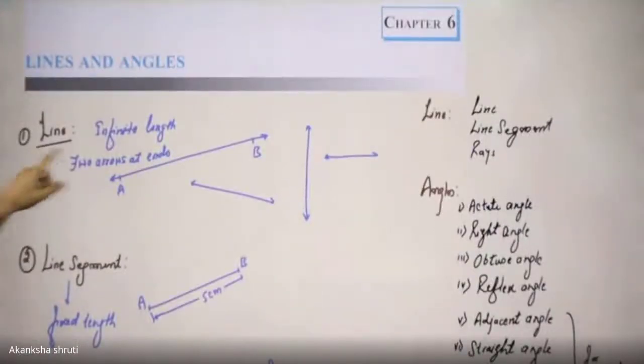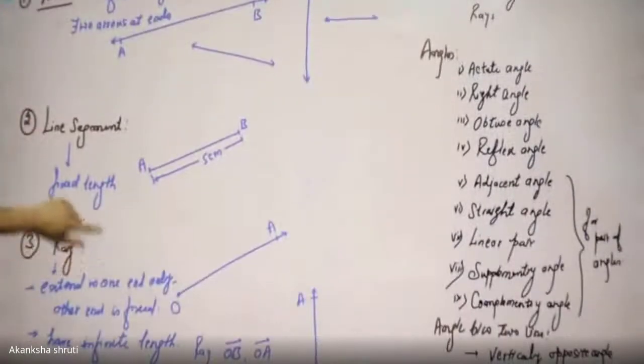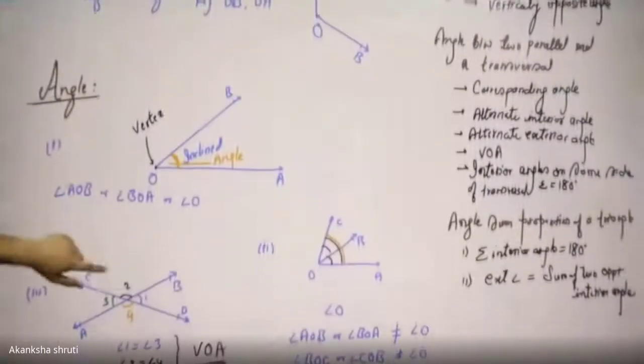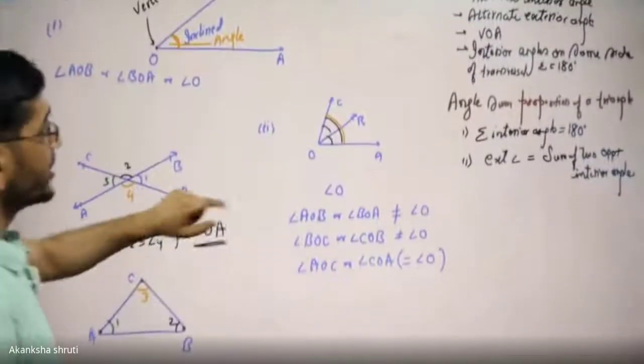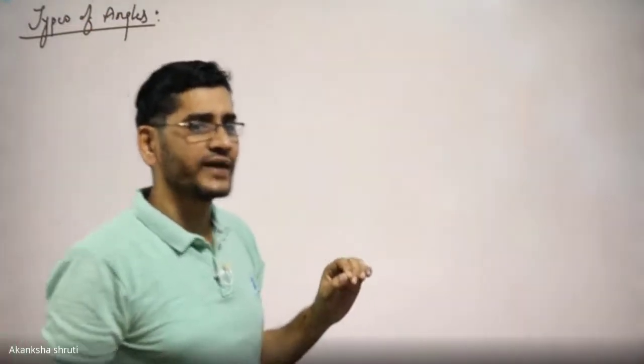So we have learned what is line, line segment, ray, and angle formation. Now what are the various types of angles? Students, let us consider the types of angles. Angles are given different names based on their measured value.